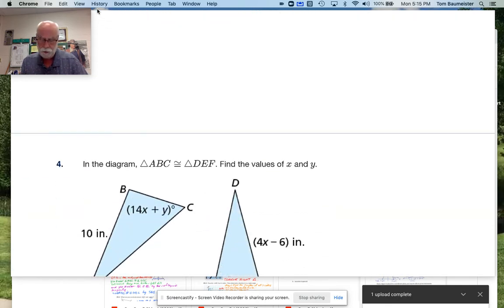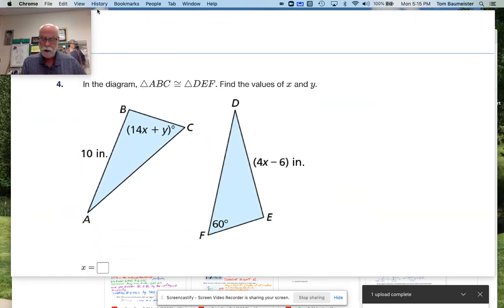All right. In the diagram, you know that triangle ABC is congruent to triangle DEF. Find the values of x and y. So what you need to do, ladies and gentlemen, is look at which one you can solve first. All right. So angle C, this one right here. Angle C corresponds to which angle in the other triangle? It corresponds to angle F.